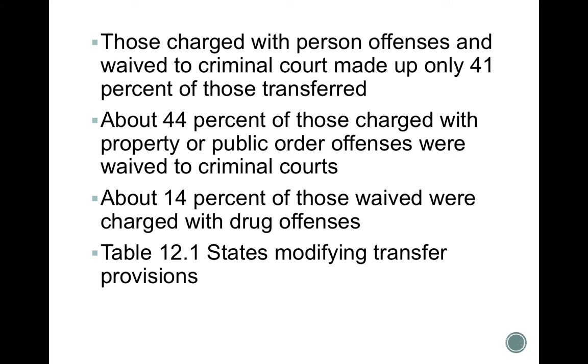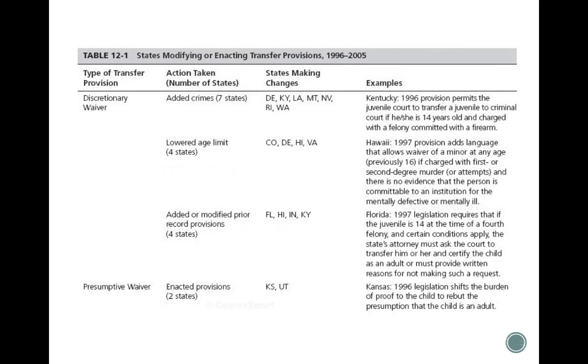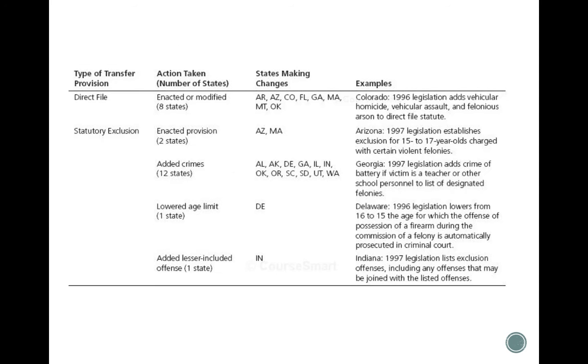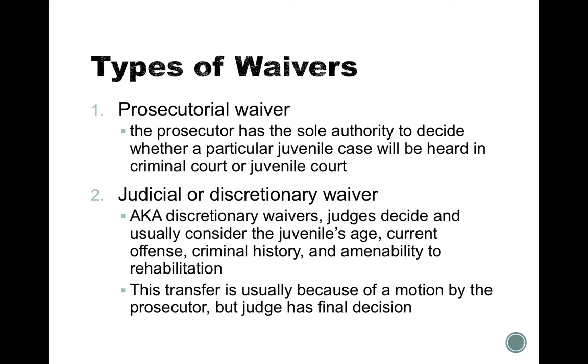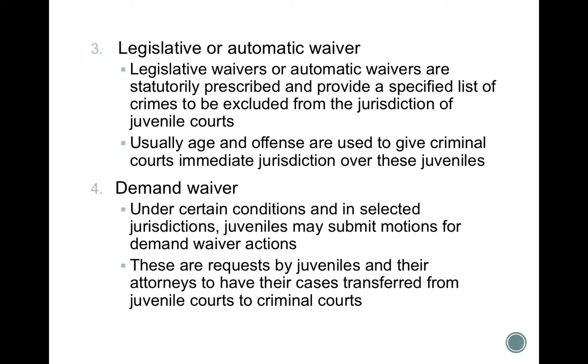Those charged with crimes against people make up about 41% of those transferred to criminal court. Another 44% are for public order or property crimes. 14% are for drug offenses. If you look in your textbook, there's a chart, which is also here, that talks about some of the changes that have happened to the waiver laws by state. We've got discretionary waivers, presumptive waivers, direct file, and statutory exclusion. We actually just talked about this: prosecutorial waivers, judicial or discretionary waivers, legislative or automatic waiver, and demand waiver. Take a minute when you have a chance to review these slides, but we did just talk about this.